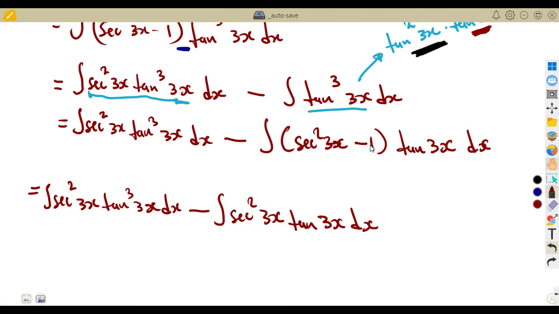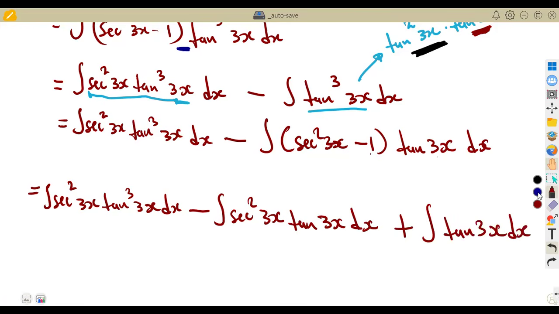All right. You move on to this minus 1, but first there's a negative out. So it's negative times this negative. It gives us a positive. So it's the integral of 1 times tan, which is tan. So this will be tan 3x with respect to x.